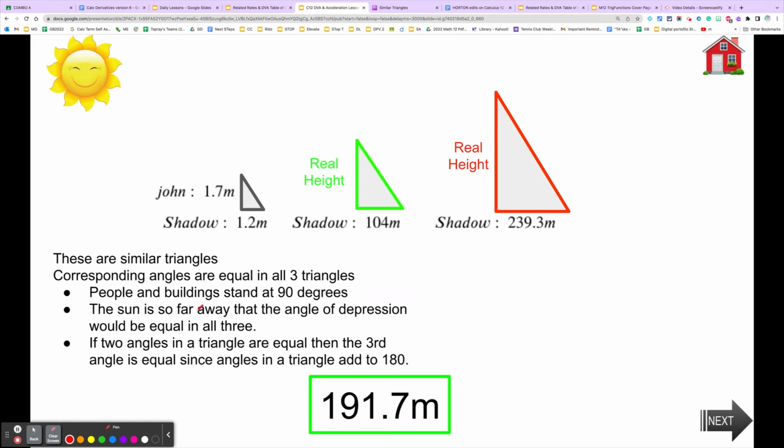And so these are some things. Corresponding angles are equal. People and buildings stand at 90 degrees. The sun's so far away that the angle of depression, and that would be this one here, would be equal in all three. And if two angles in the triangles are equal, then the third is equal. Those are things that we would know.